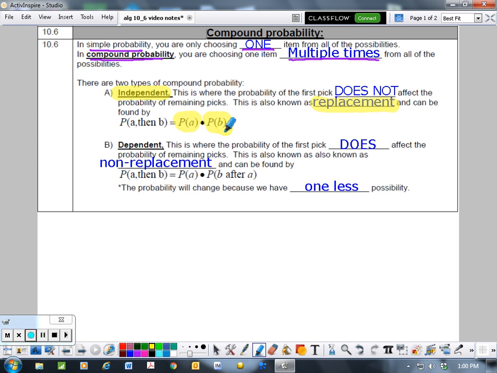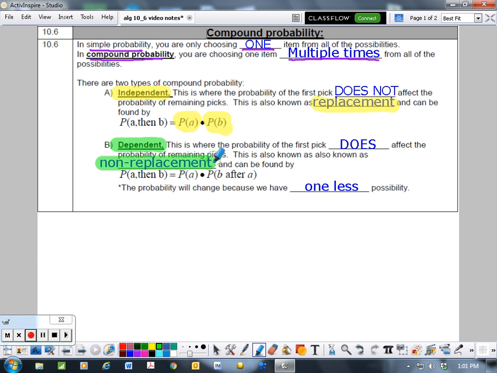Now we also have what we call dependent probability. This is where the first pick does affect the probability of the remaining picks. Usually we see this as a non-replacement problem. So I may pick something and then leave it out, which affects the probability for the rest of the picks, because now I have one less number on the bottom. So if I pick an ace card, I now only have 3 aces out of 51 cards left in my deck of cards. So those numbers have now changed because keeping that ace out of the deck has affected my total numbers.